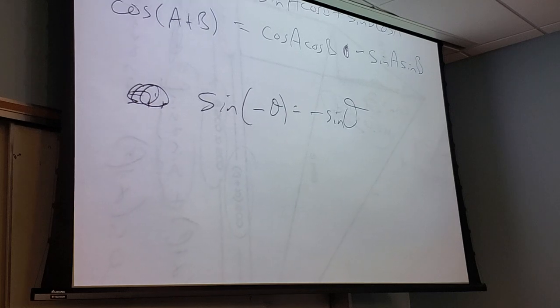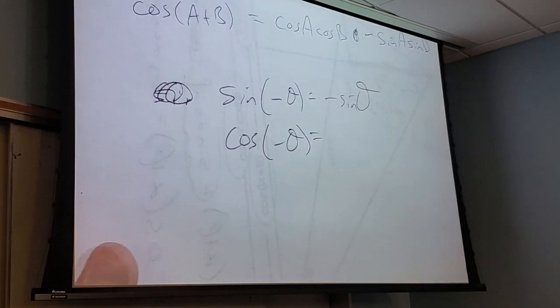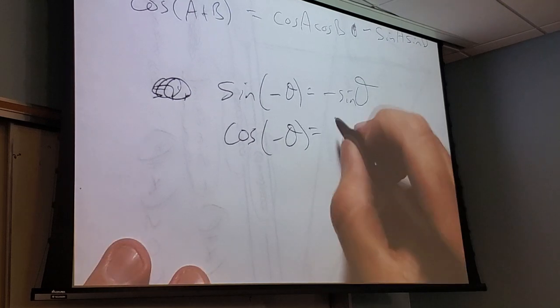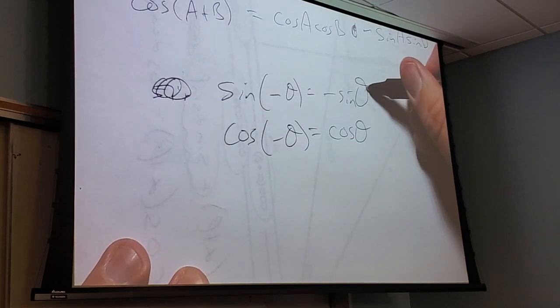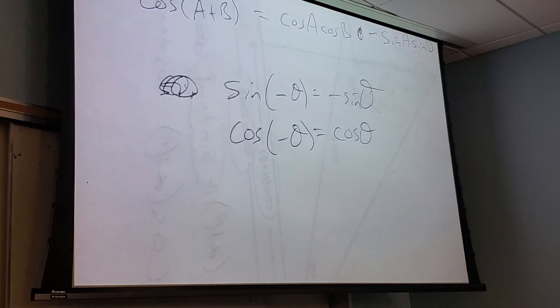That's going to become important in a second. And what's cosine of negative theta? Well, the same idea. If I have cosine of 30, it's positive. If I have cosine of negative 30, it's actually the same thing. It's still positive. It's still somewhere where the x is positive. So cosine of negative theta equals cosine theta. This was the odd symmetry and the even symmetry. So watch this. Two things.